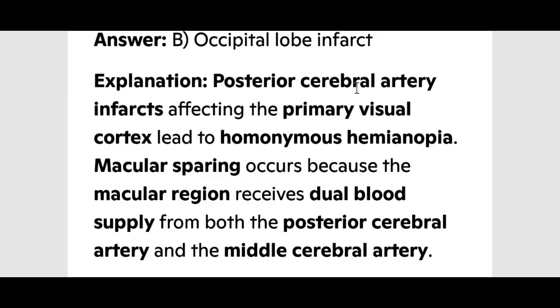Posterior cerebral artery infarct affecting the primary visual cortex leads to homonymous hemianopia. Macular sparing occurs because the macular region receives dual blood supply from both the posterior cerebral artery and the middle cerebral artery. Thank you.